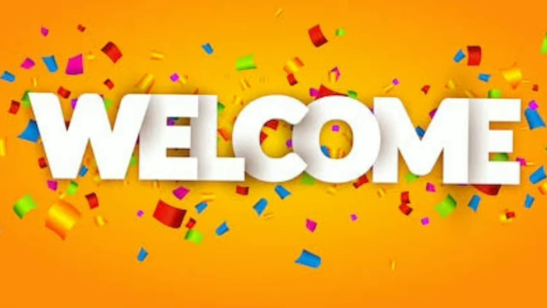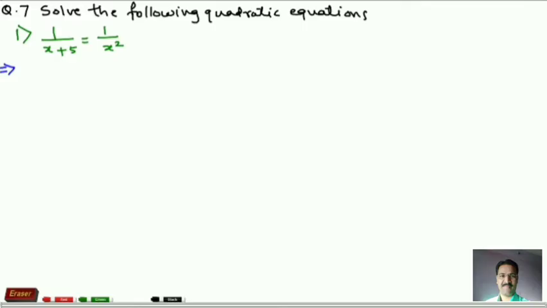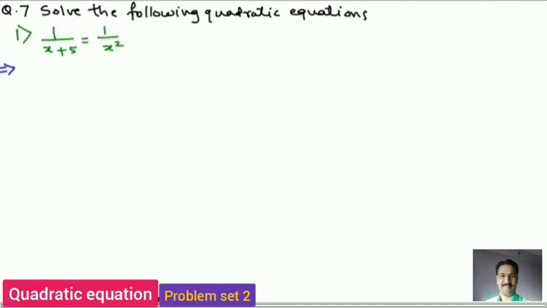Some examples we are going to take here. Students, welcome here in question number 7. See here, we are going to solve the quadratic equations. Some equations are given, and we have to solve them. See here the first one, that is 1 upon x plus 5 is equal to 1 upon x square. That one we are going to solve.